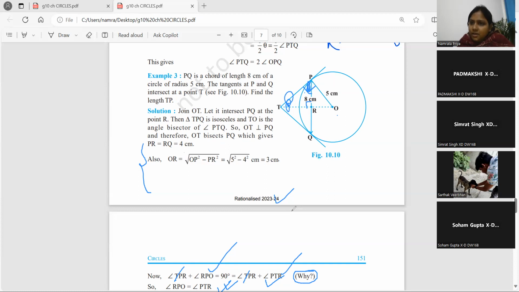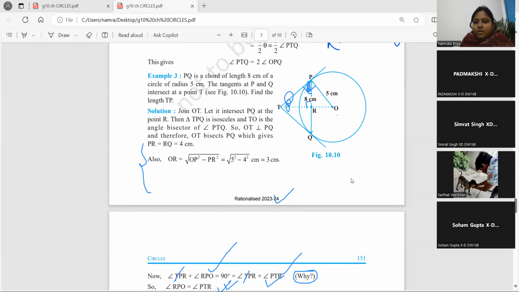If you don't want to use similarity, then also you can find out the length of PT like we did in grade 9. That also we will revise. But before that, let's learn how to apply the similarity of the triangles in such cases. So what is happening now?